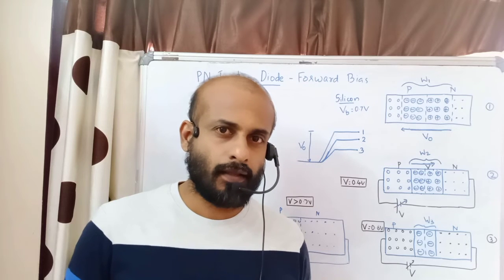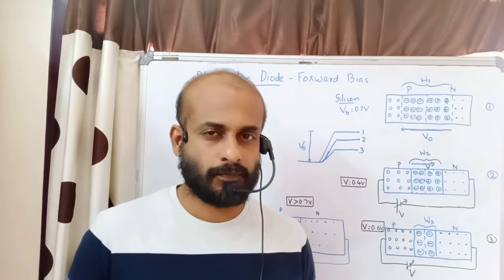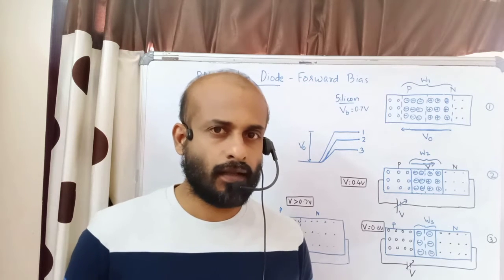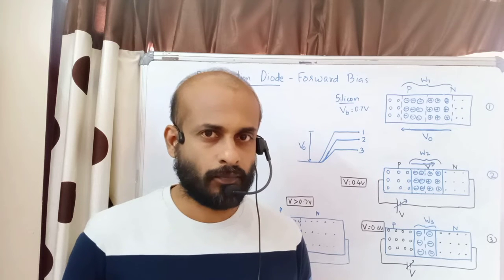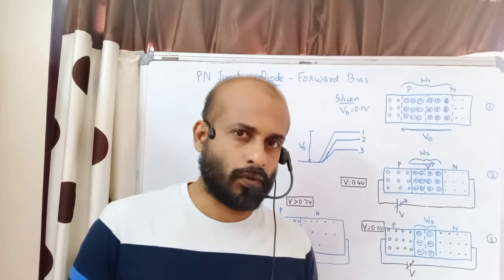Today we are going to see a PN junction diode in forward bias. Biasing means connecting a battery or a cell across a PN junction diode. So in the previous class you have seen what is meant by a PN junction diode.